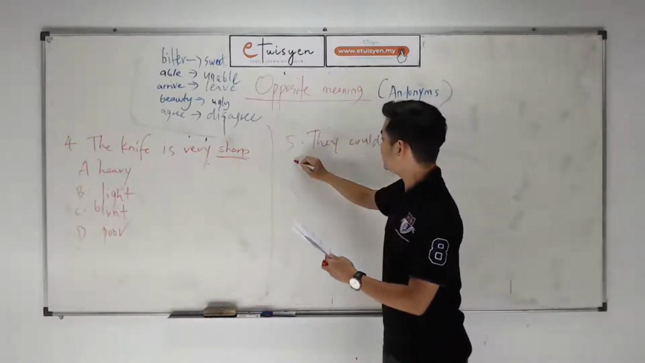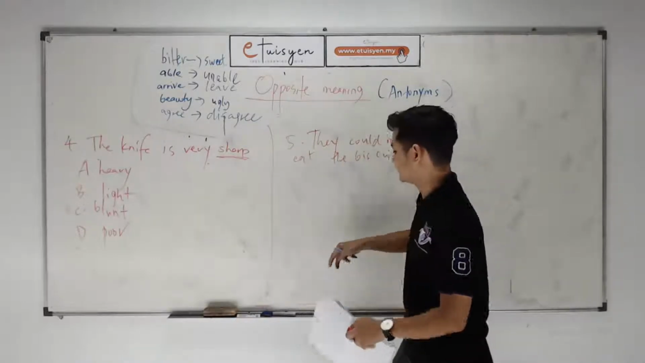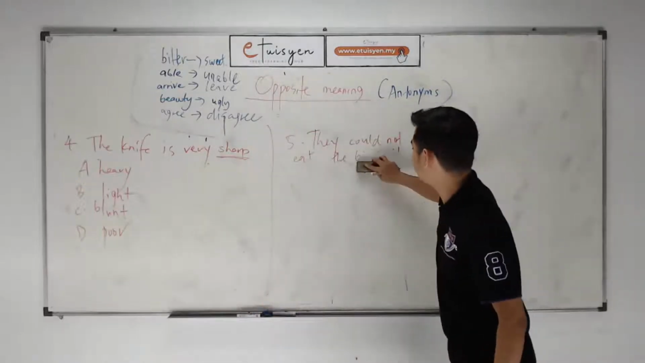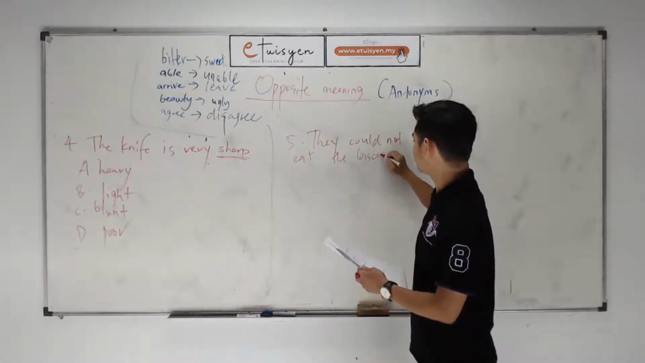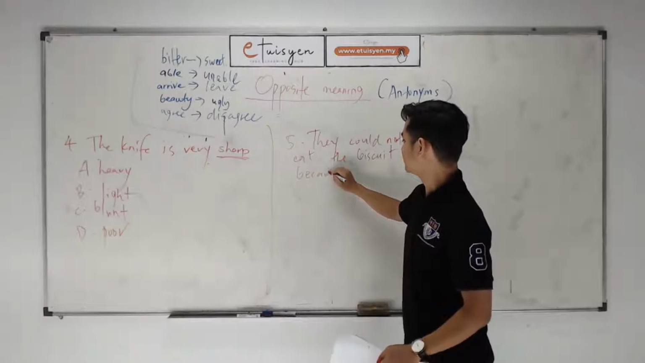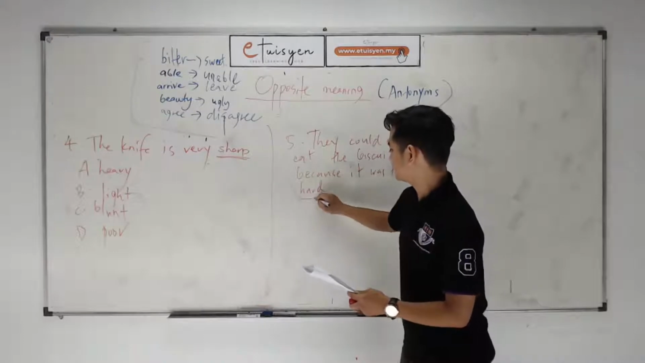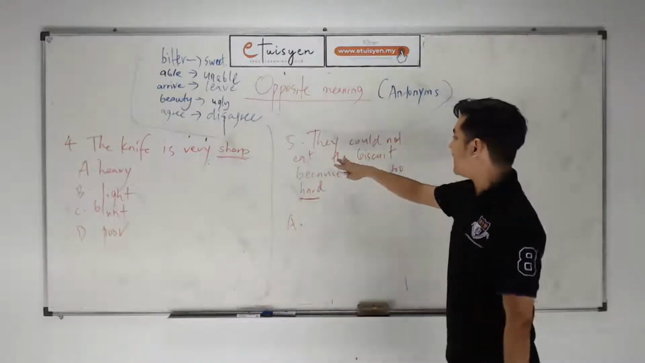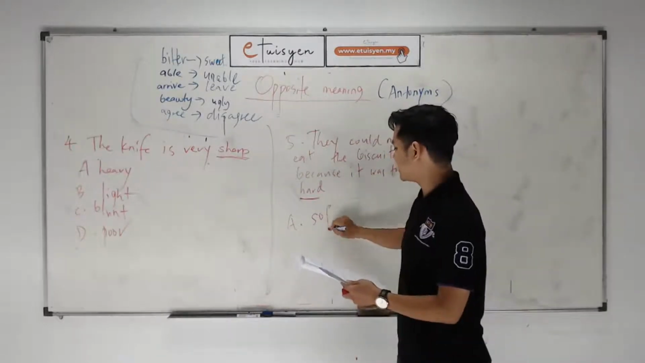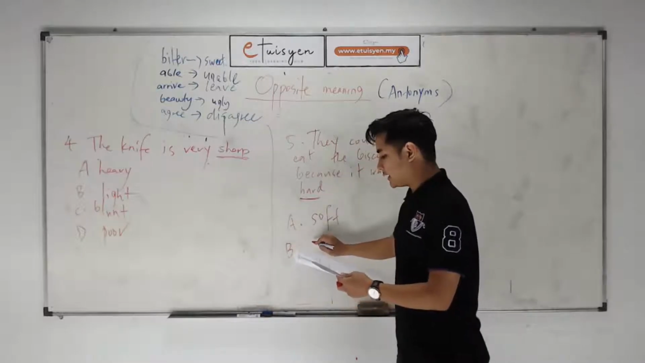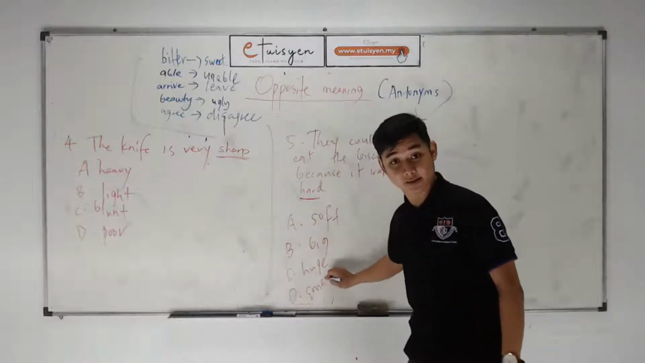They could not eat the biscuit because it was too hard. I'm so sorry for my handwriting. If you have any question, please ask. Jangan malu. So we have soft, big, huge, and small.